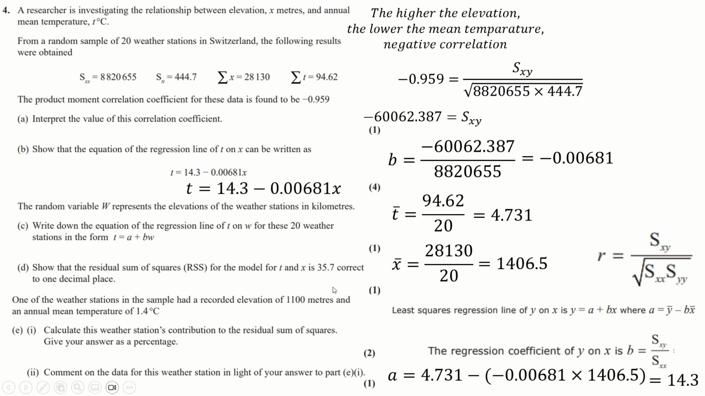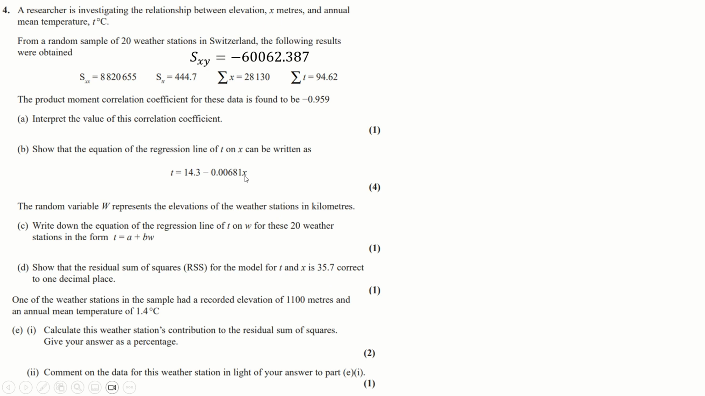The random variable w represents the elevations in kilometers instead of meters, which it originally was in. And it says to write down the equation in terms of that. A couple of ways you could do this. Obviously when x is 0, when you've got no elevation, this number represents the temperature when you're at sea level, I guess. And that's not going to change whether or not you measure in kilometers or meters, because you haven't measured upwards if that's 0. So that number is clearly not going to change.